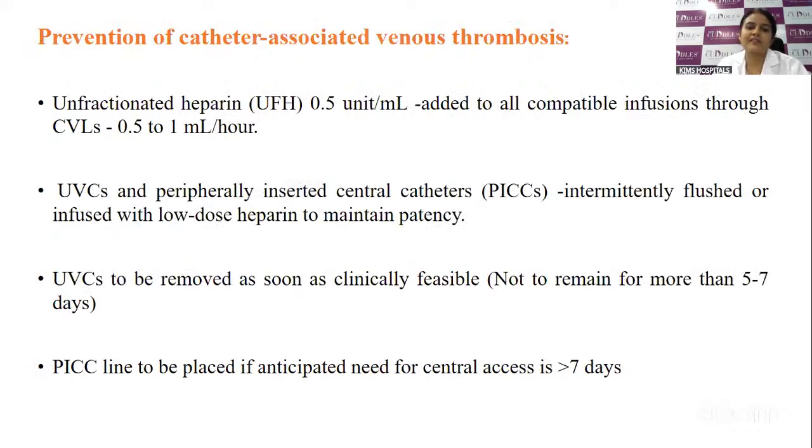This catheter-related venous thrombosis can be prevented by adding unfractionated heparin 0.5 units per ml to all the infusion lines at the rate of 0.5 to 1 ml per hour. UVCs and peripherally inserted catheters should be intermittently flushed or infused with low-dose heparin to maintain patency. And these UVCs have to be removed as soon as clinically feasible, and they should not remain in place for more than 5 to 7 days. The PICC line has to be placed if the anticipated need for central access is more than 7 days.